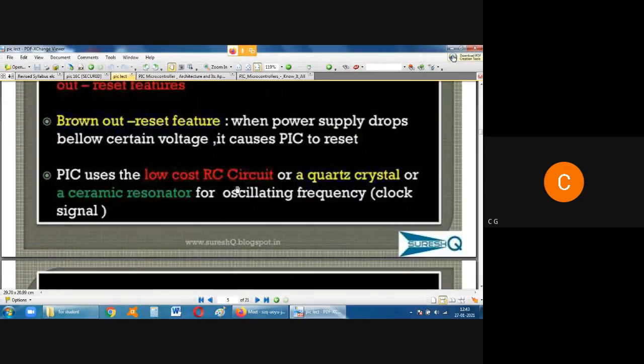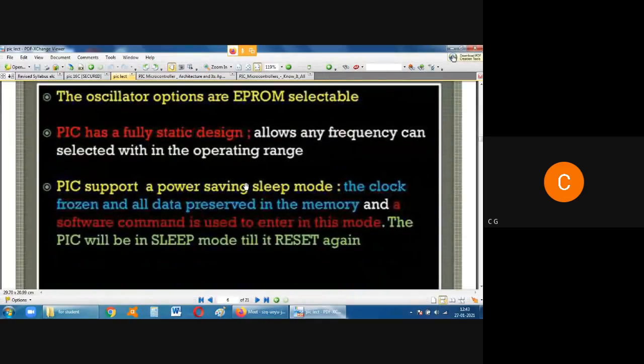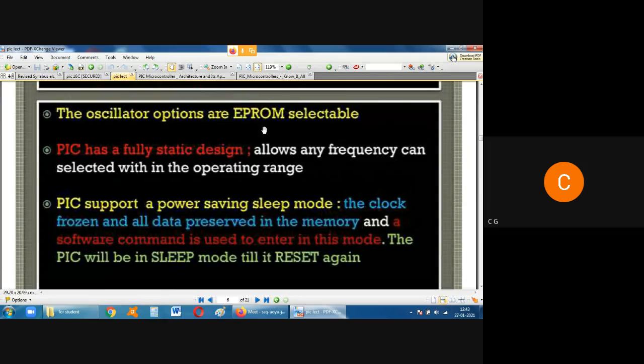It uses a low cost RC circuit, quartz crystal, or a ceramic resonator for the oscillating frequency clock signal. Many manufacturers use only quartz crystal because the frequencies are 16 megahertz or more. The oscillator options are EEPROM selectable, which means you can program the frequency of operation. The first line itself tells you that you have a choice of selecting the frequency.